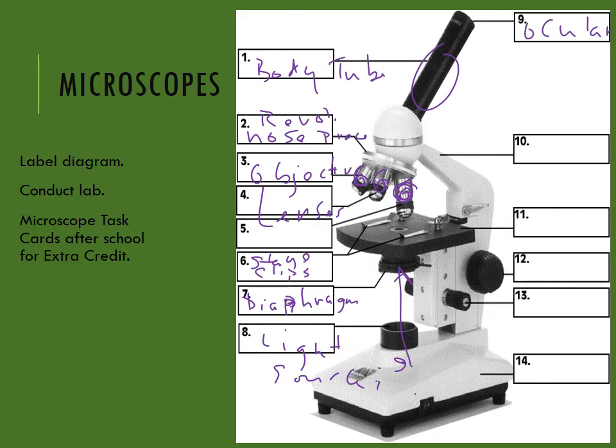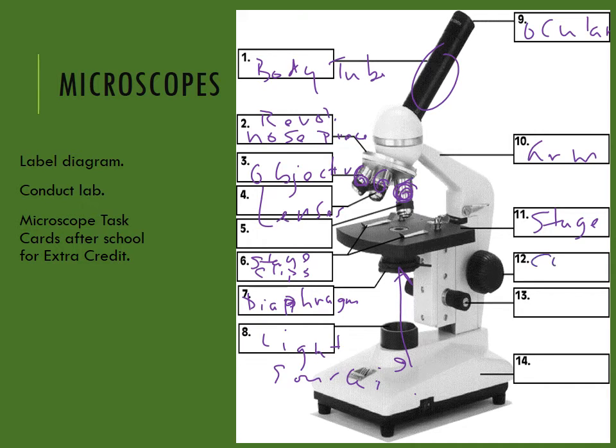Ocular has to do with the eye, ocular lens. And number 10 is the arm. Yeah, technical term. You hold the arm to carry the scope. Number 11 is the stage, where everything unfolds. This is where the drama takes place.